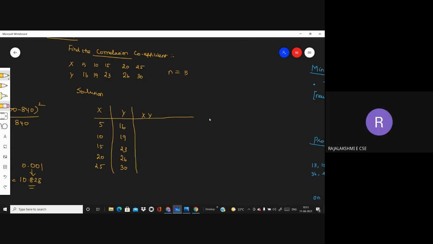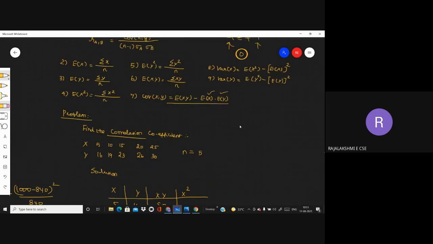80. Okay. 19 into 10, 190. 15 into 23, 345. 20 into 26, 520. 25 into 30, 750. Okay. Next I'm going to calculate x square. Whatever is in my formula, I will calculate all of it. We need xy, x and y are already there, and x square, y square, xy need to be found. That is what I'm doing now.